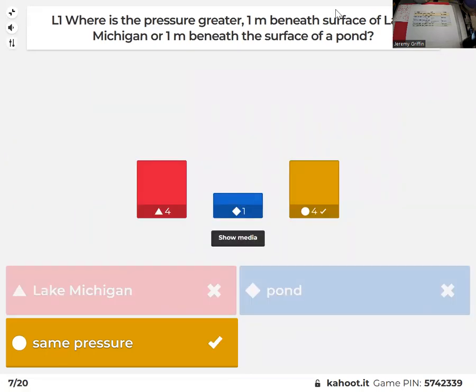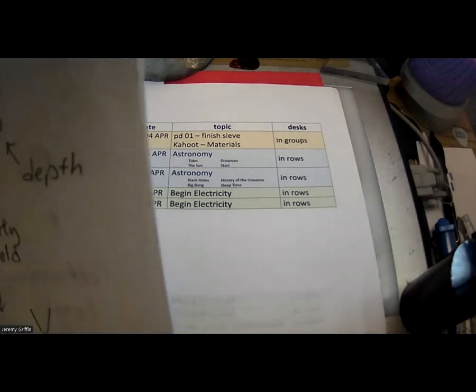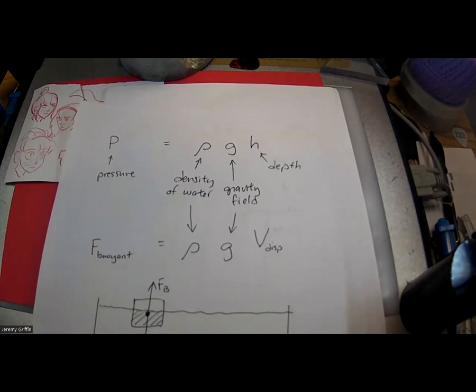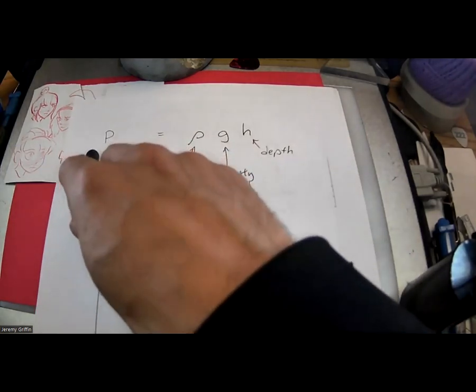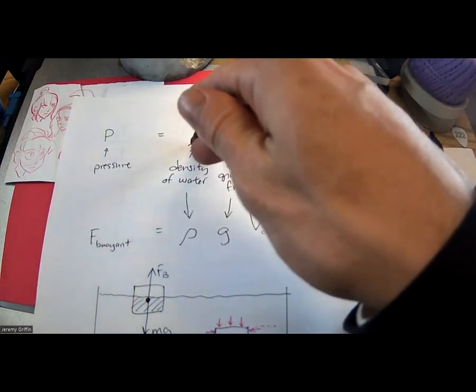It is the same pressure. And you know what? I'm not 100% sure whether or not I actually showed you the relevant equation last week, although I showed you somewhere once, so let me flash this up here real fast. Okay, here we go. So here's the relevant equation that would have helped you answer that. The water pressure is equal to rho g h.